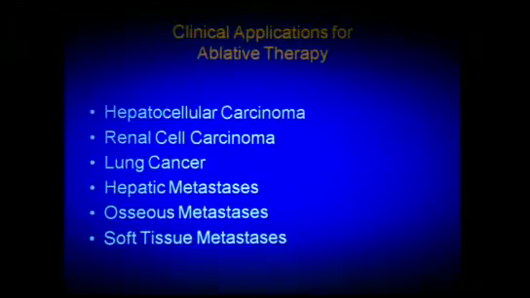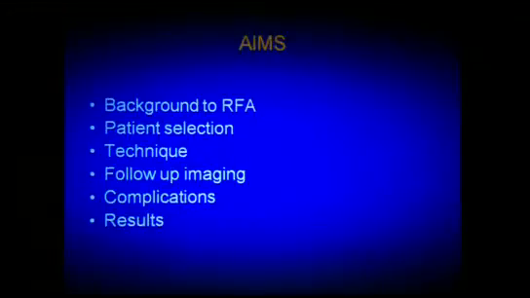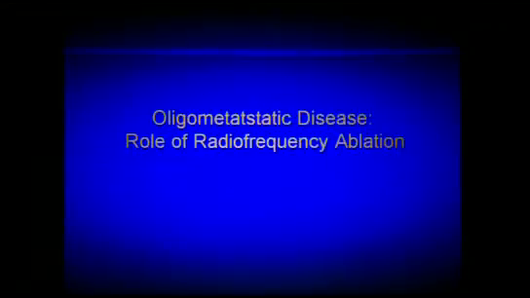Traditionally, we think of primary tumors, particularly hepatocellular carcinoma, renal cell carcinoma, and lung cancer, when we think about ablative therapies. Since the topic of this symposium is oligometastatic disease, we will be primarily talking about hepatic metastasis, osseous metastasis, and soft tissue metastasis. I'd like to first give a background regarding RFA, the importance of patient selection, our technique, follow-up imaging, complications, and some of the literature. What is the role of radiofrequency ablation in terms of oligometastatic disease?